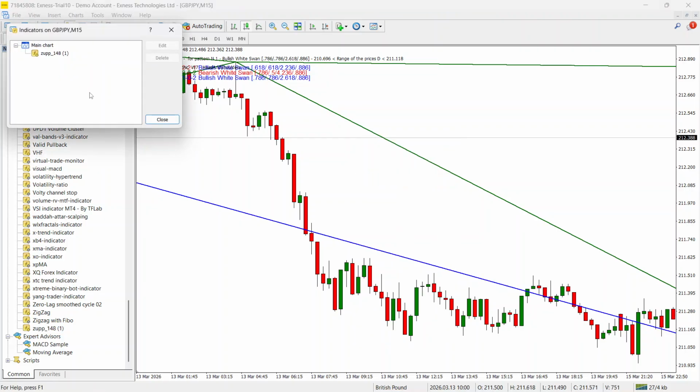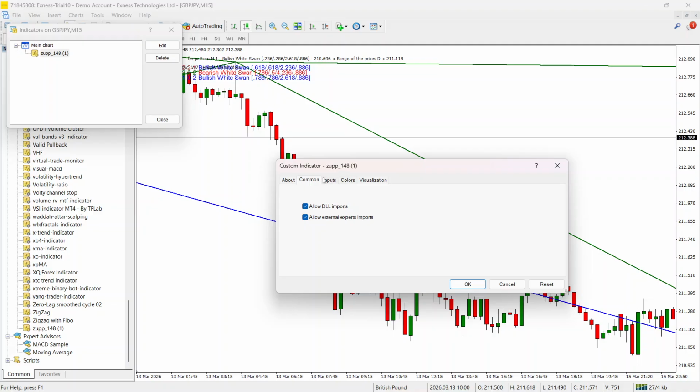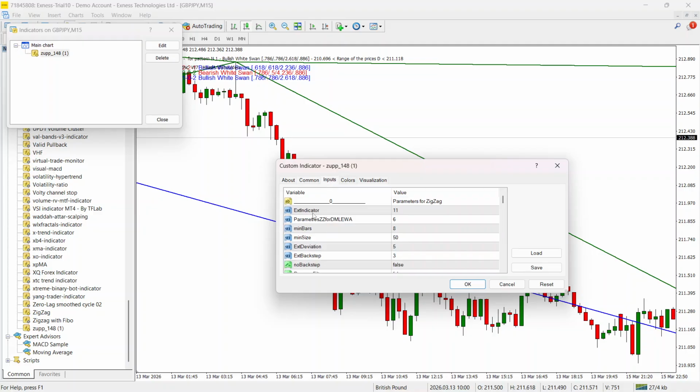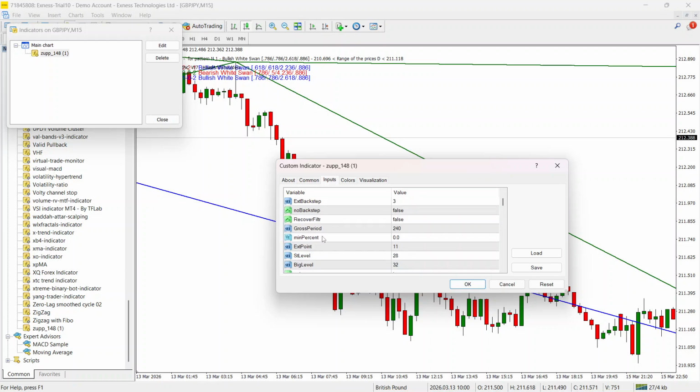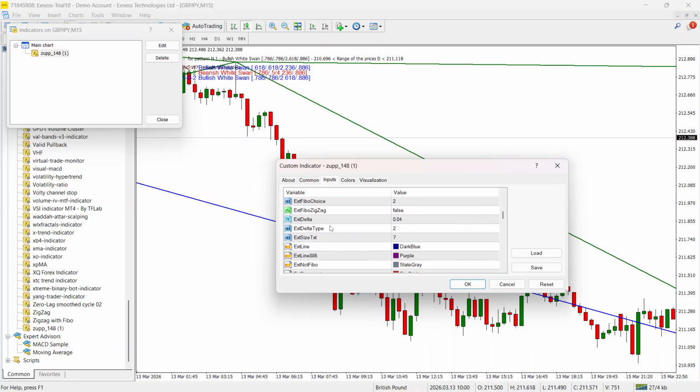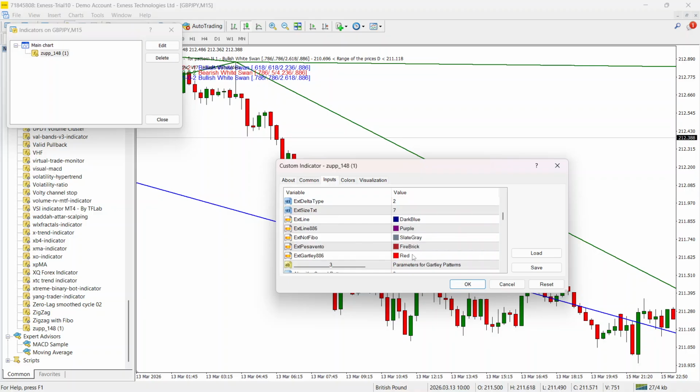If we go over to its settings, we have the indicator parameters: zigzag, the minimum bars, the minimum size, deviation, backstep, and period. We have other parameters that you can adjust after understanding what they each do to suit your trading style.